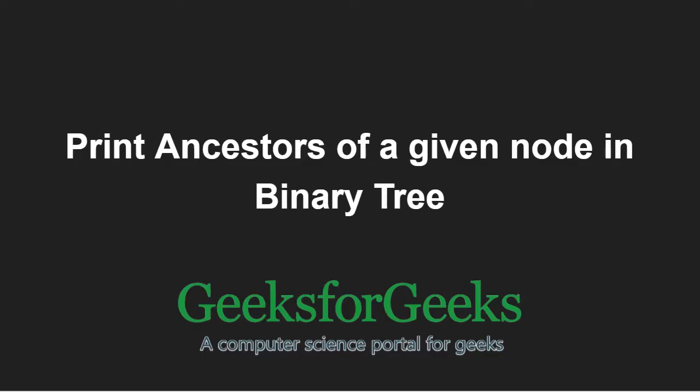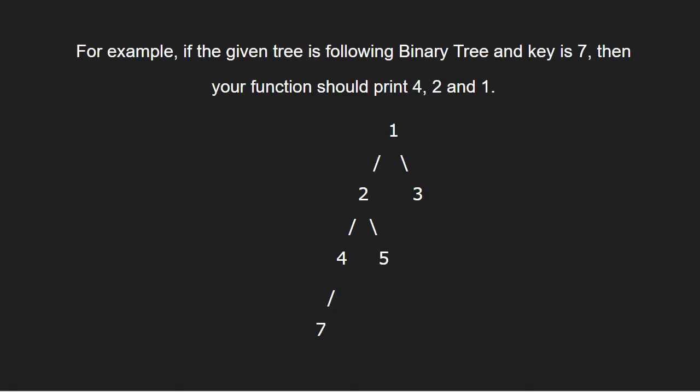In this video, we understand the program which helps us in finding the ancestors of a given node in a binary tree. First, let us take an example. In this example, the ancestors of 7 are nodes 4, 2 and 1.